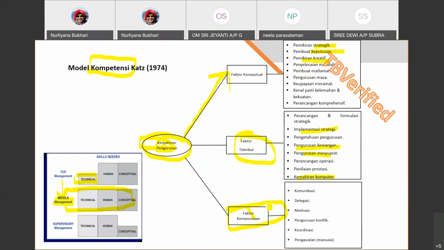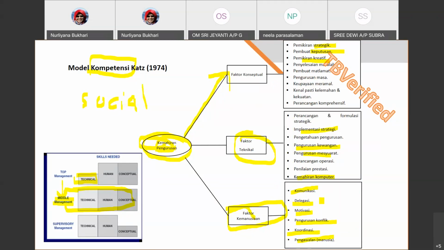And then the last one is human factor or human skills. You need to know how to communicate, how to delegate, how to motivate, how to manage conflict, how to coordinate, how to control. This is actually social science. You are dealing with a lot of people in your department, and how you're going to do this, and what strategy you are going to use. That's why they said that there are not many leadership theories. They keep on repeating the same thing, but which one works best for your department? And you decide, and you state what theory you are actually using.